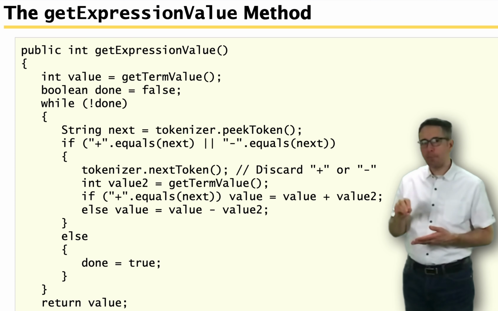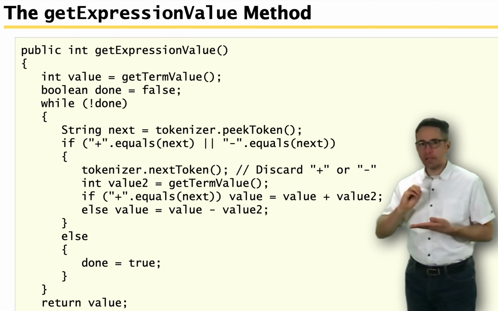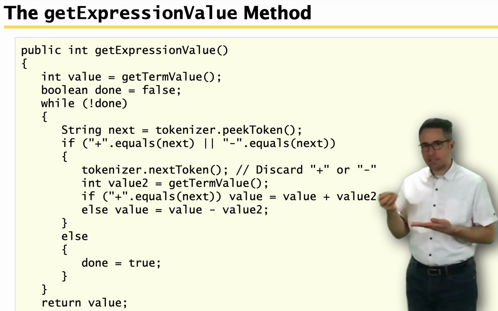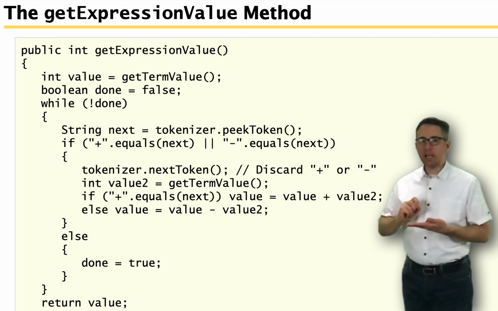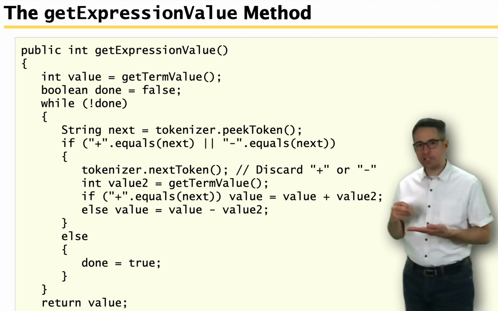The tokenizer is going to help us look at that next character. We're just going to peek at the next character. We're not going to pull it off, so it's going to stay there in this stream that's coming in. And we're going to look at it. We're going to say, okay, what's coming next? If what's coming next is a plus or a minus, then we can keep doing the work of the expression.